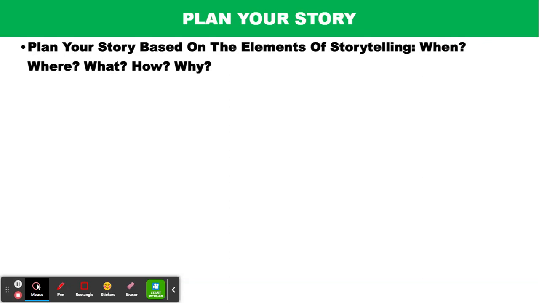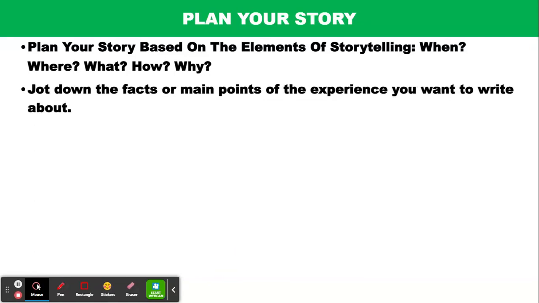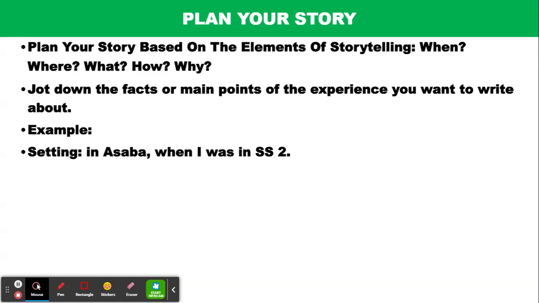The next step is to plan your story. You need to plan your story based on the elements of storytelling: when, where, what, how, why, and of course, who. Okay? Jot down the facts or main points of the experience you want to write about based on these elements. Let's take some examples of how you can plan your story based on these elements.